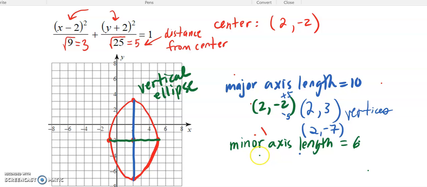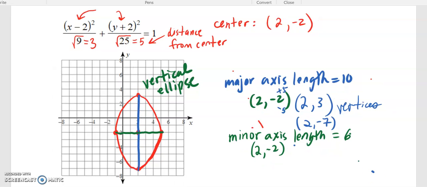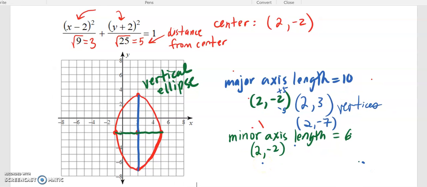So if we know the center is 2, negative 2, and you're going in the x direction, then you're only going to affect the x by adding 3 and subtracting 3. So our new coordinates for our covertices would be 5, negative 2. I added 3 to the 2 value. And then subtract 3, you get negative 1, negative 3. These are your covertices.